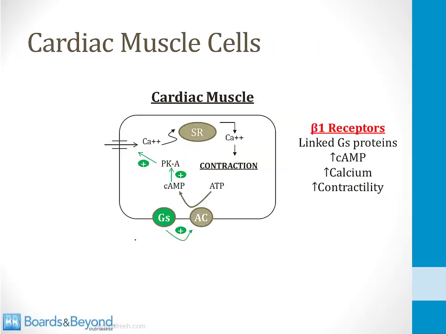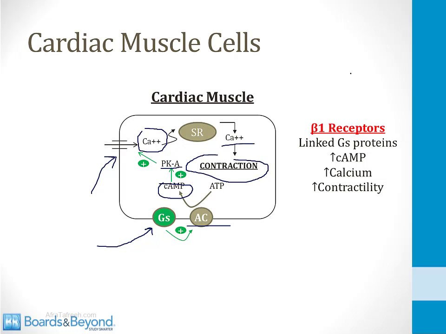And here's a picture just to make this more clear. So cardiac muscle cells have GS proteins on their surface. The S stands for stimulatory, and that's because they stimulate the enzyme adenyl cyclase. Adenyl cyclase raises the intracellular level of cyclic AMP. That activates protein kinase A, which phosphorylates calcium channels. That allows more calcium into the cell, and that leads to more calcium-triggered calcium release, and that leads to more contraction. And this is how beta-1 receptors work.